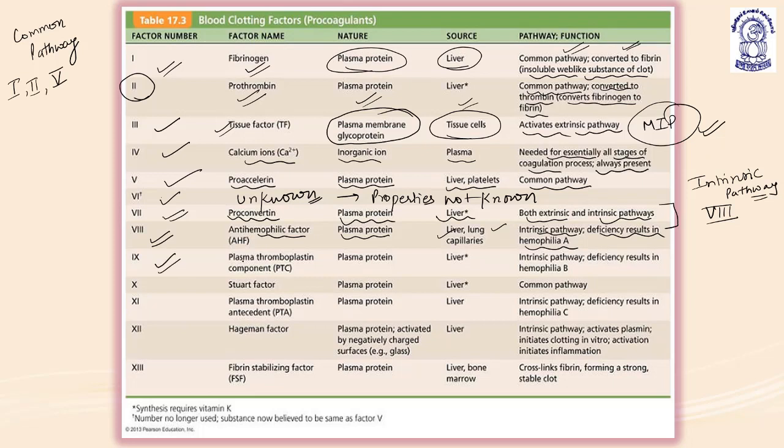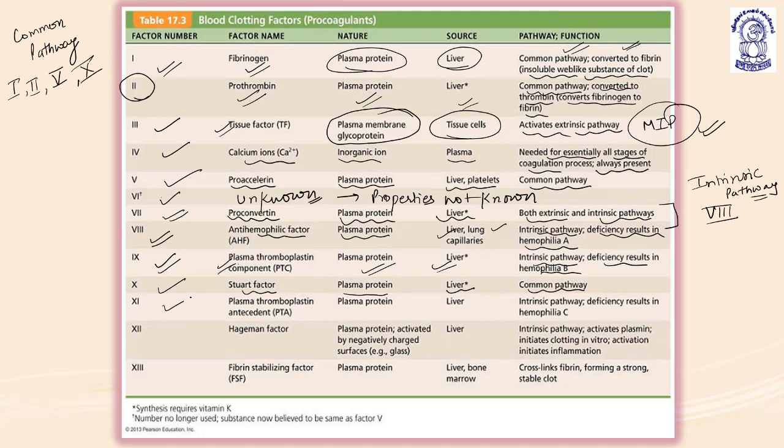Factor number 9, known as plasma thromboplastin component, PTC, a plasma protein from liver. It is also in the intrinsic pathway. Deficiency results in hemophilia B. Factor number 10, Stuart-Prower factor. It is a plasma protein, source liver. It is in the common pathway. So add factor number 10.